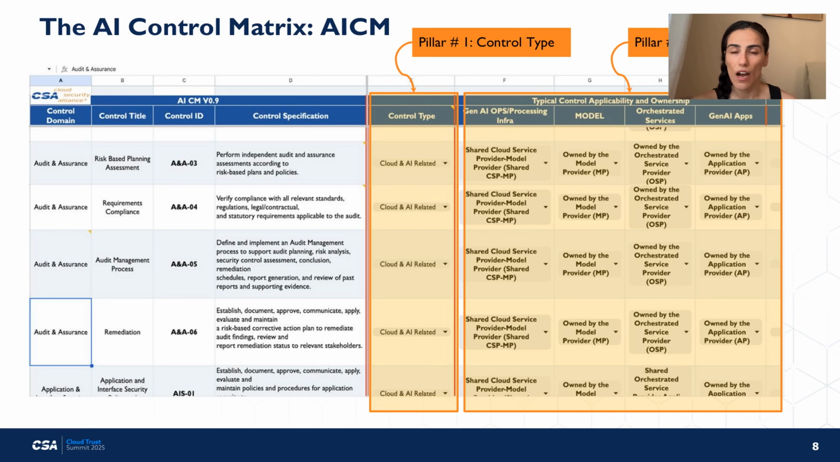showed in the previous slide. The first pillar is the control type. Each control is classified based on relevance. They are classified either as AI specific, which means that these controls are unique to AI operations and behavior. They are either classified as AI and cloud related, meaning that these controls address the interplay between AI and cloud infrastructure, or they could be only cloud specific, meaning that they are inherited or adapted from cloud security best practices or from the CCM.